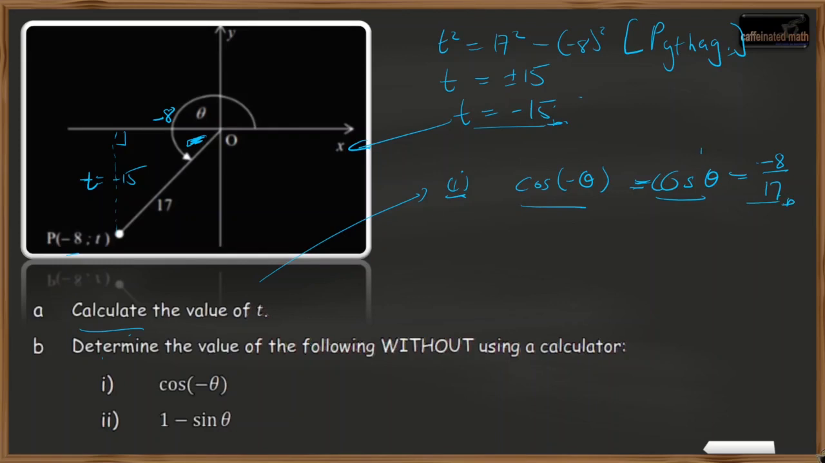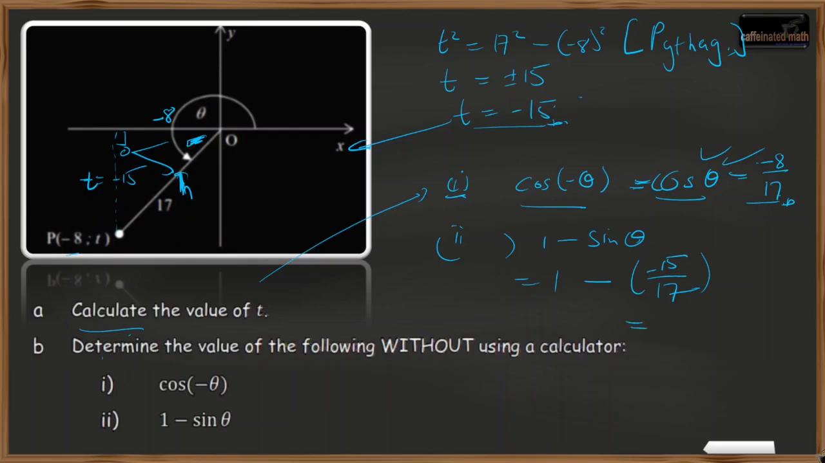Yeah, that should be 2 marks. And then the second one under B, 1 minus sine of theta ends up being 1 minus 15 over 17, because opposite over hypotenuse, I should be saying. My apologies, dear viewers.